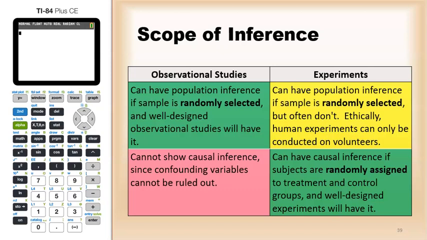On the other hand, experiments could have population inference, but usually don't. And experiments will have population inference if the sample is randomly selected, but again, they often don't. Ethically, human experiments can only be conducted on volunteers. But the purpose of experiments is for causal inference. So experiments can have causal inference if subjects are randomly assigned to treatment and control groups, and a well-designed experiment will have that.